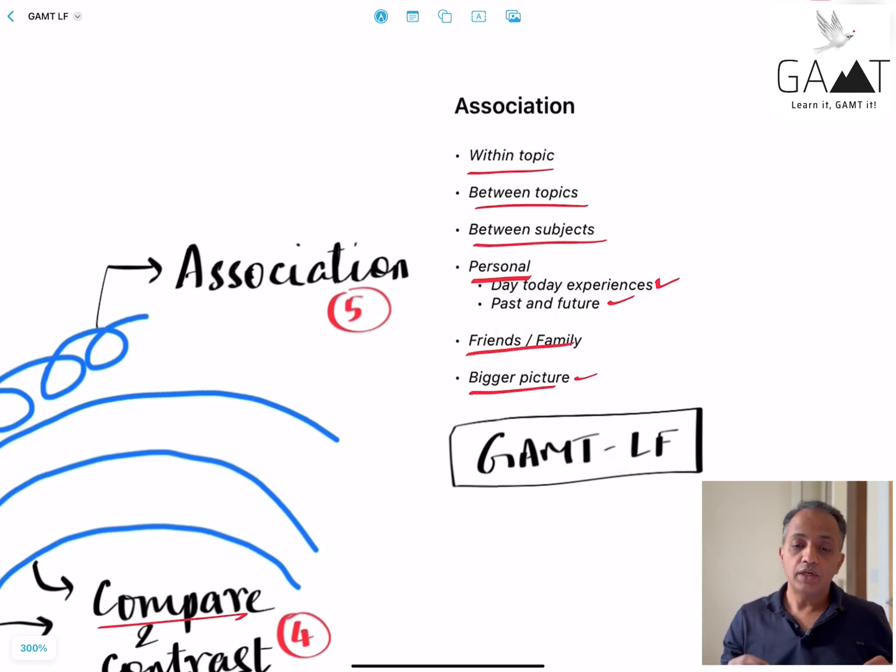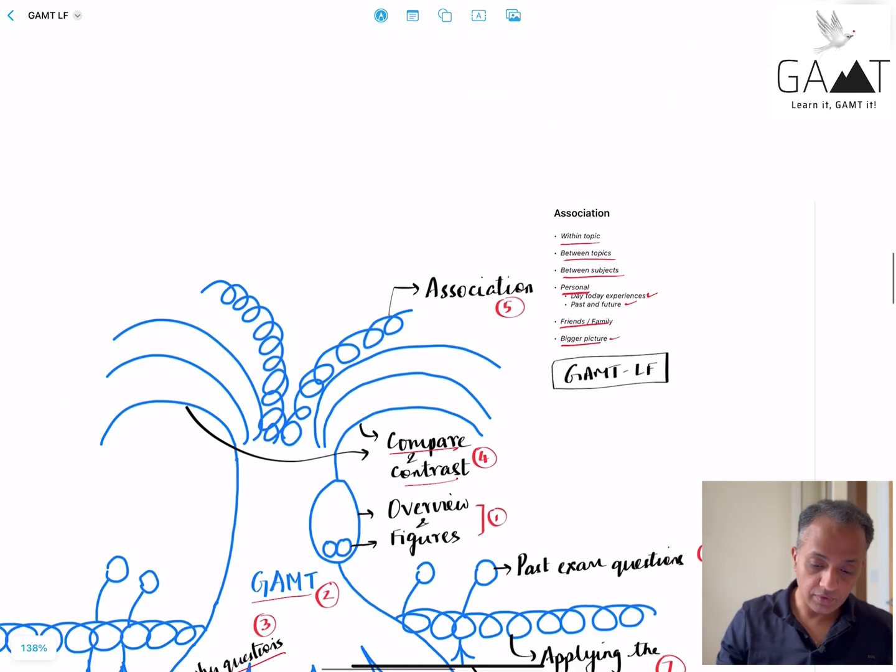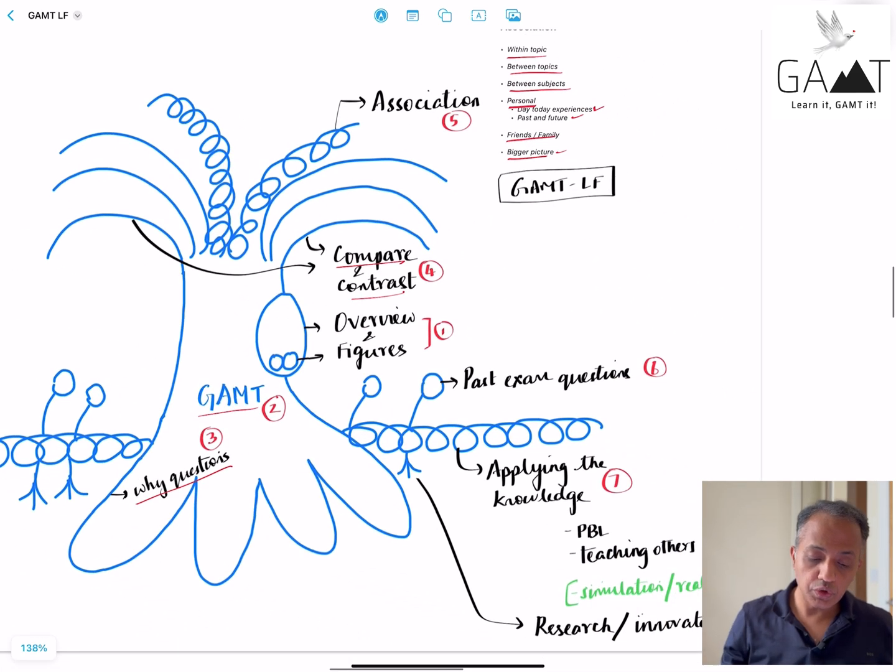The aim is to create as many associations as possible to the topic that you're reading. As you know, the brain remembers by association. The more you associate stuff, the longer you can retain them. Okay. The next zone you're going to go to is the past exam question zone.